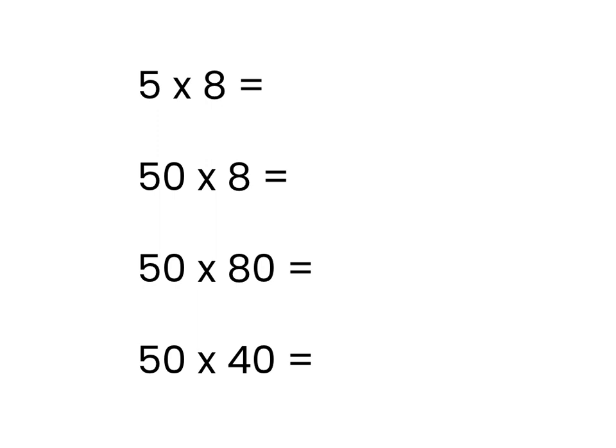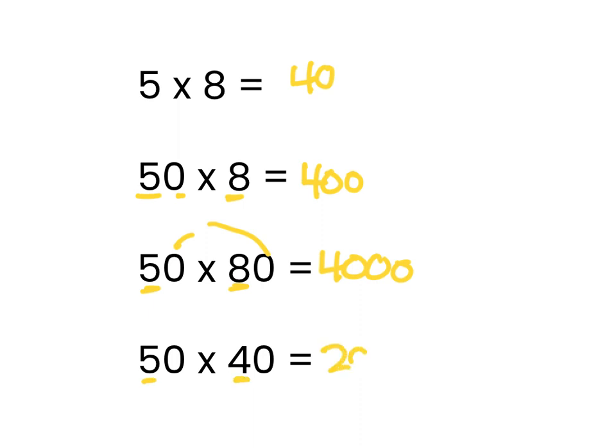Looking at the next one, we're going with 5 times 8 is 40. Might be getting a little bit trickier here just because of the 0 on the end of that. 50 times 8, well, 5 times 8 is still 40. And then we add the 1 0, so 400. 50 times 80, well, 5 times 8 again is 40, and then we have our 2 zeros here, so 4,000. And 50 times 40, well, 5 times 4 is 20, and then we have our 2 zeros, so 2,000.